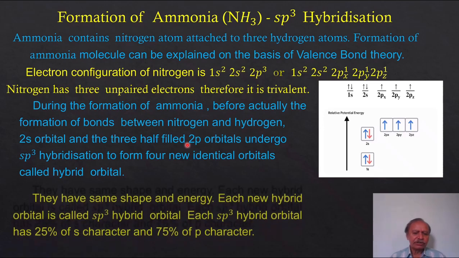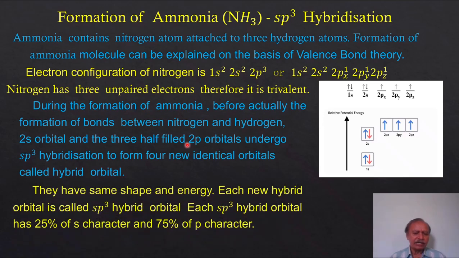Now these hybrid orbitals are identical in all respects. That means they have the same shape and the same energy. The energy of the new orbitals is the same. Before hybridization they have different energies. You can see the energy: these have lower energy than these 2p orbitals.